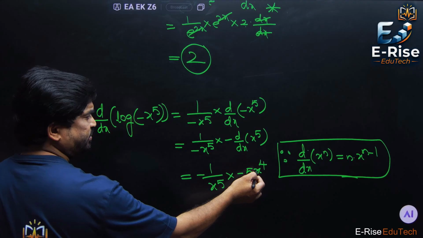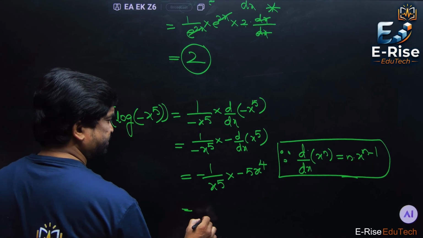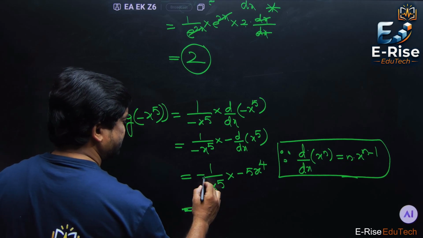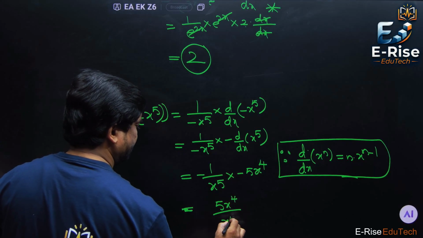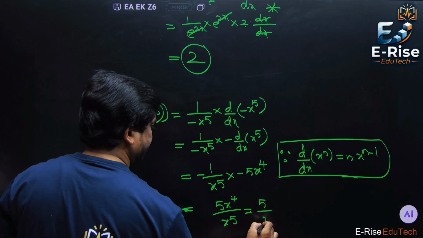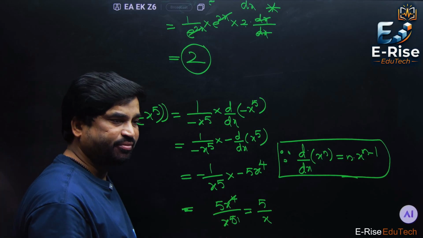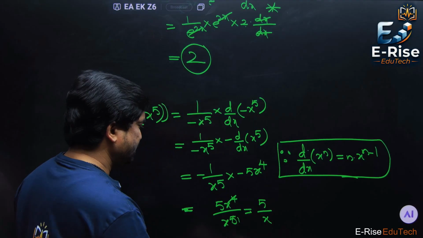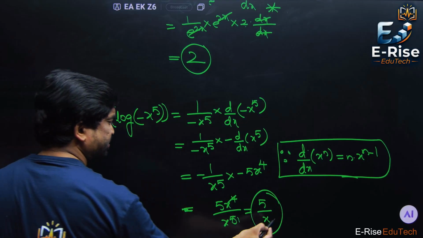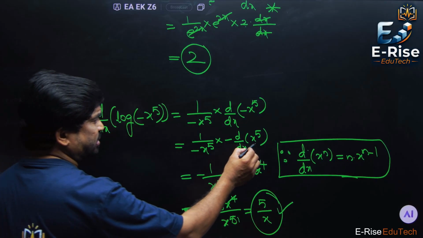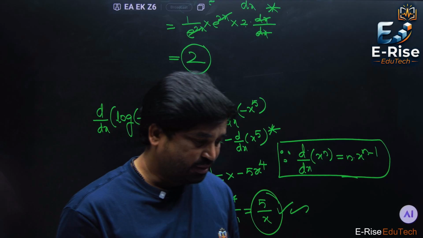So apply the formula: 5 into x power 5 minus 1 is 4. Okay, we got the answer like this. Any simplification? Minus into minus plus 1, 5 is 5x power 4 by x power 5. So that is equal to 5 by x, because you have 4 here, 1 left. Simplify. So how to get the answer? 5 by x only. So d by dx of log of x to the power 5 is 5 by x. If we don't know about the internal differentiation, we can't get this answer. That's a different answer we got. Okay, next sum.